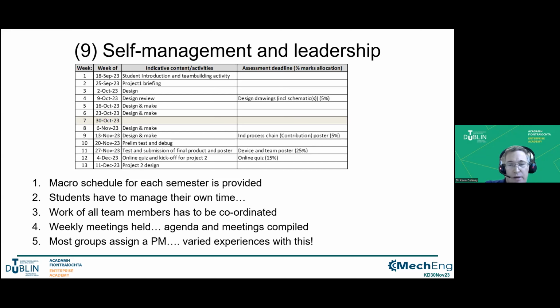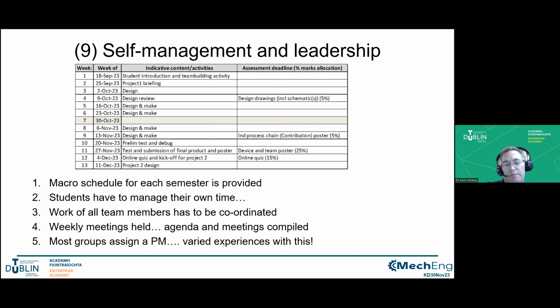The work of all the team members has to be coordinated. Weekly meetings are held. They have to set appropriate agendas. They have to have meeting minutes. They have to have action lists coming out from that. And again, it's all part of learning how they're going to operate when they eventually go out and work in industry.